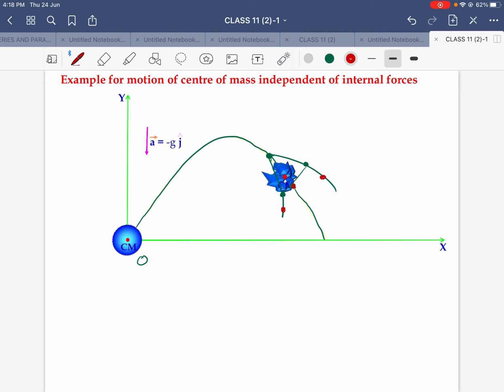If the fragments reach these points, then again the center of mass will be at this point. So the path of the projectile will not change. The center of mass, under the influence of external force, continues along the same parabolic path as it would have followed if there were no explosion. So the path of the center of mass remains the same before and after the explosion, so there is no effect of internal forces on it. This is an example.